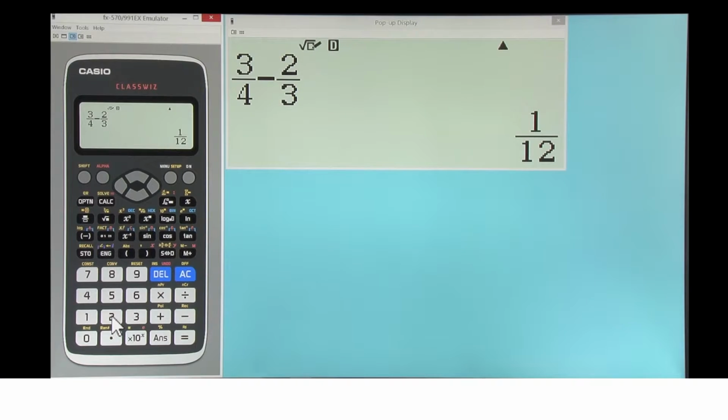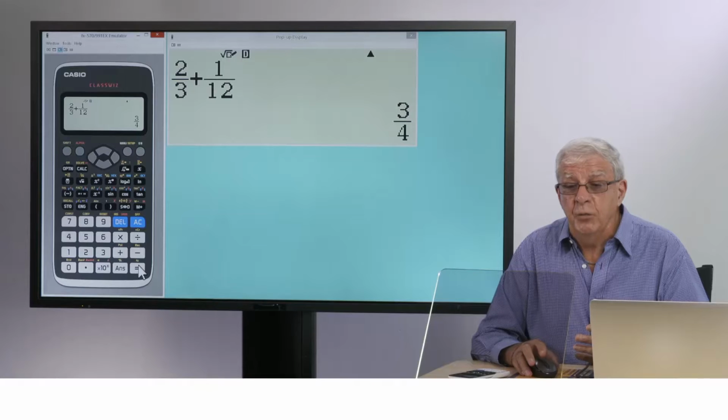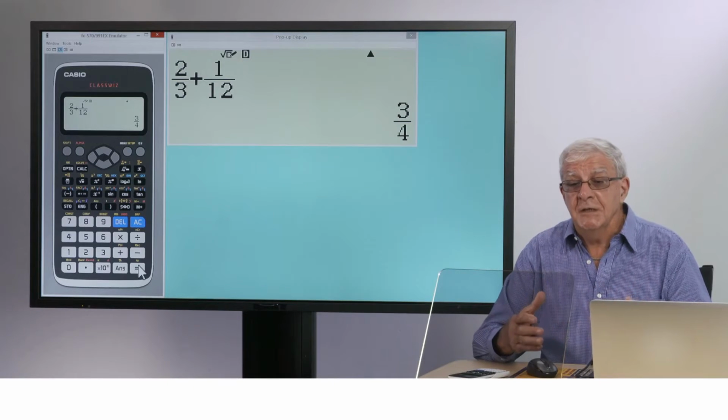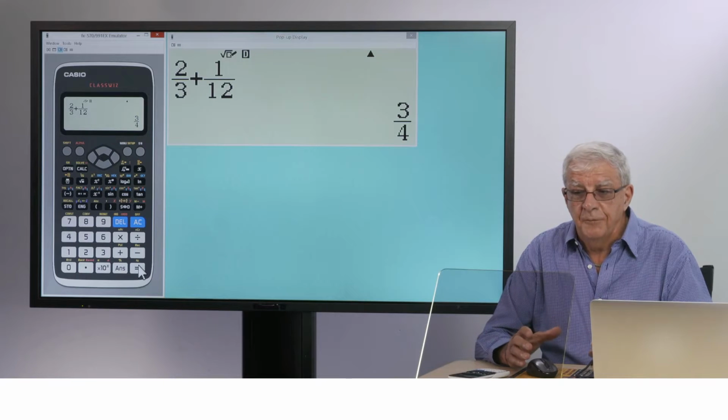Students can see by adding back the 1/12 how this works. That in fact, if we have 2/3 and add 1/12, we get the result we started with, which is 3/4, just the same as we do with other numbers.